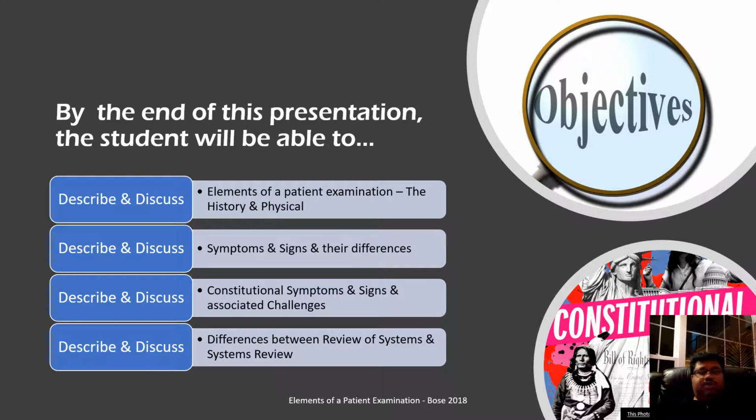These are the objectives of this presentation. We will look at the elements of the examination, the symptoms and signs of a patient. We will look at what is the meaning of constitutional symptoms and signs, and we will talk about differences between some terminology such as review of systems and systems review. We will also talk about the clinical skills of an actual hands-on examination.